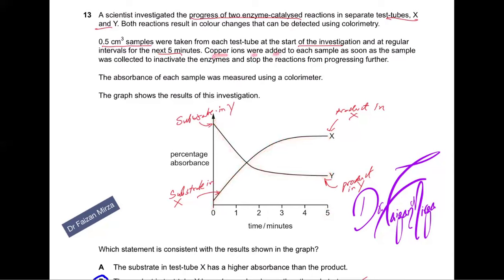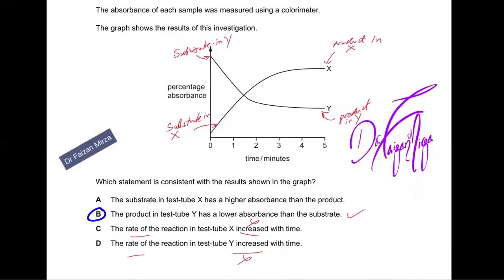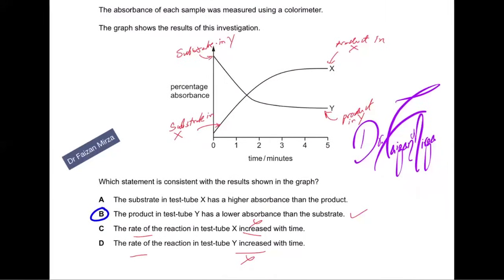Copper ions were added to each sample as soon as the sample was collected to inactivate the enzyme. So copper ions here act as an inhibitor to stop the reaction from progressing further. The absorbance of each sample was measured using a colorimeter. The graph shows the results of this investigation. Which statement is consistent with the results shown in the graph?